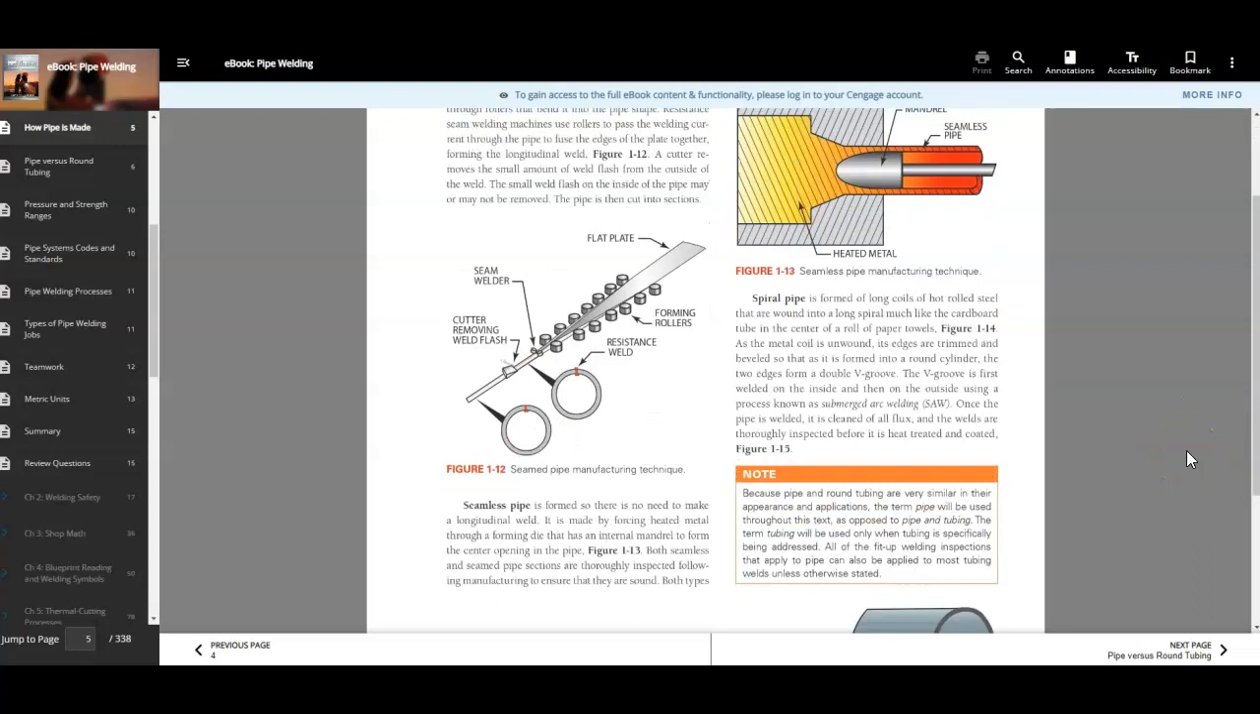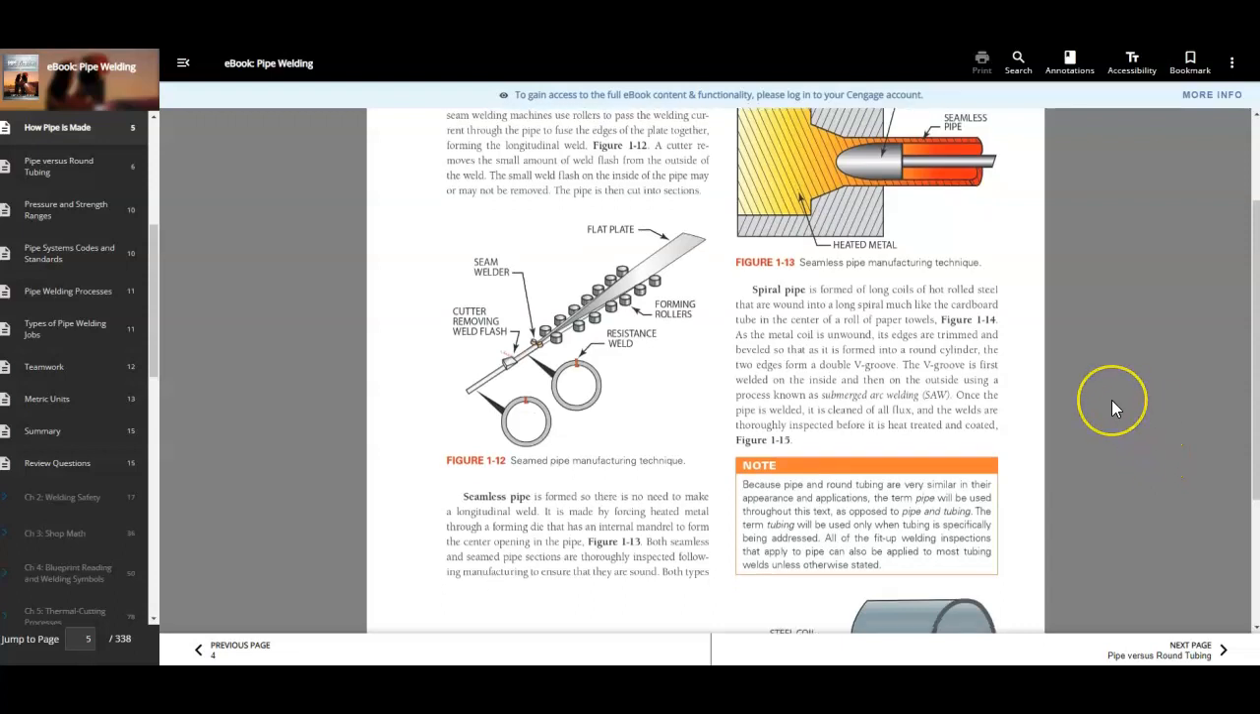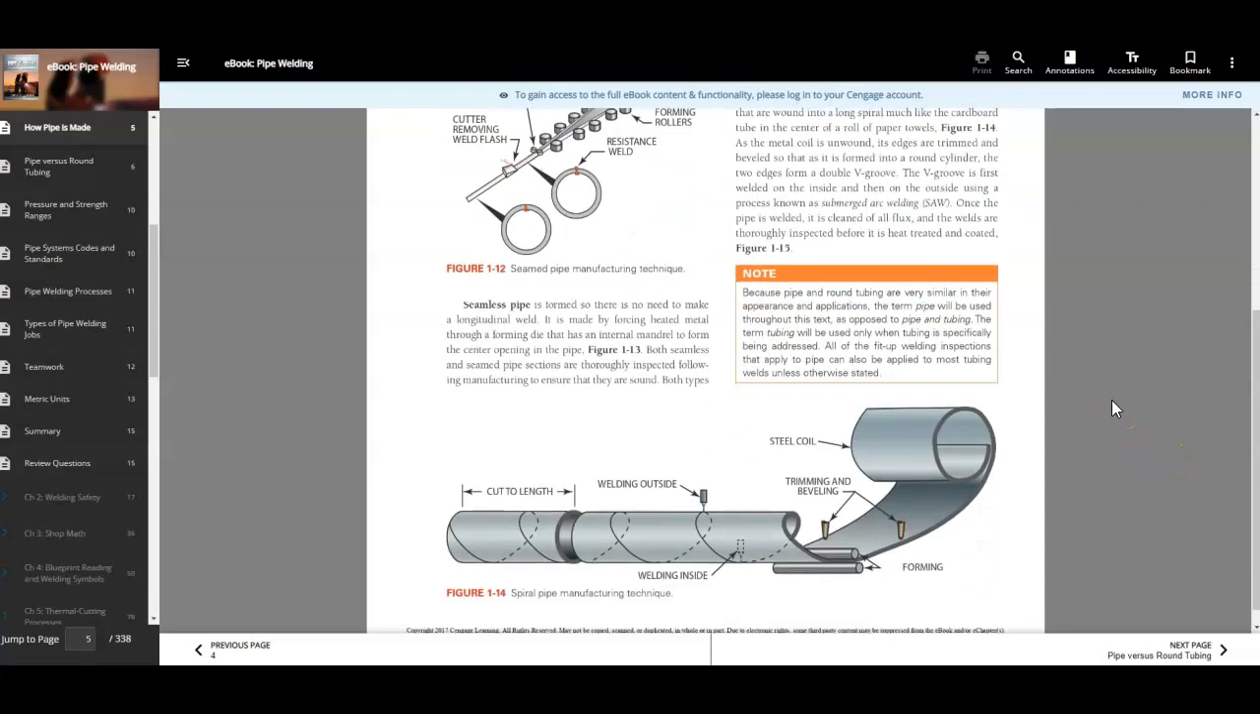Spiral pipe is formed of long coils of hot rolled steel that are wound into a long spiral, much like the cardboard tube in the center of a roll of paper towels. Figure 1-14 shows spiral pipe manufacturing technique.